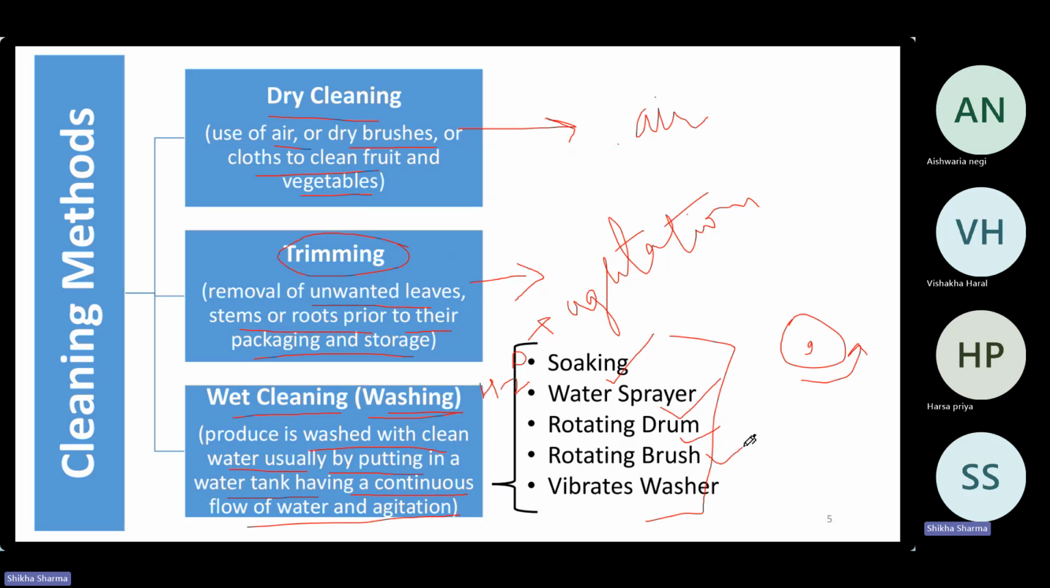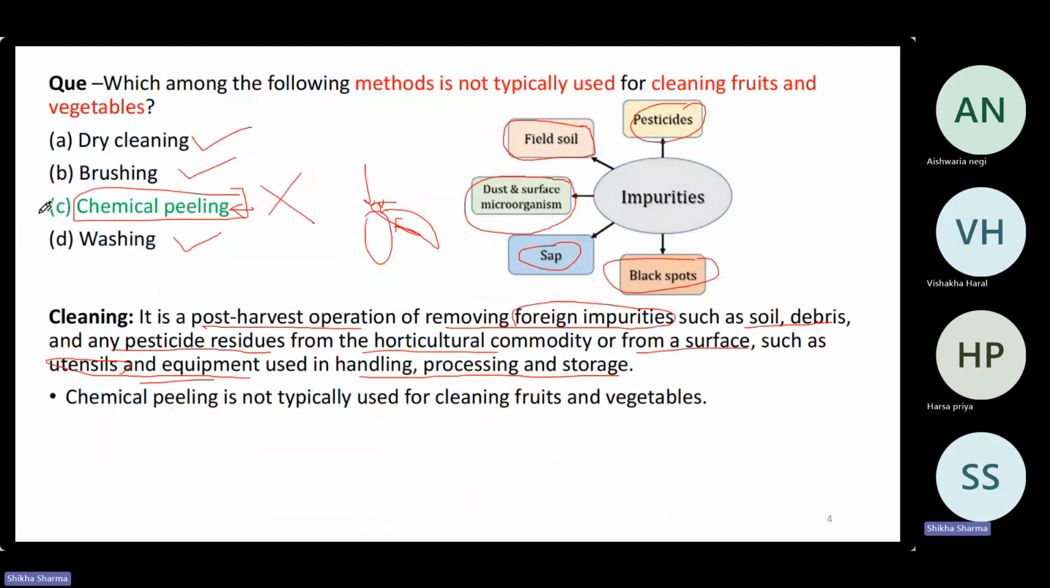A rotating brush also can be there, with water coming and a brush. The brush applies abrasion force, and the water comes, and the surface of the fruit is cleaned. Then there is a vibrating washer, which uses vibration motion for cleaning. So like this, there are different cleaning methods. Only peeling cannot come under cleaning. So this answer is incorrect, C.